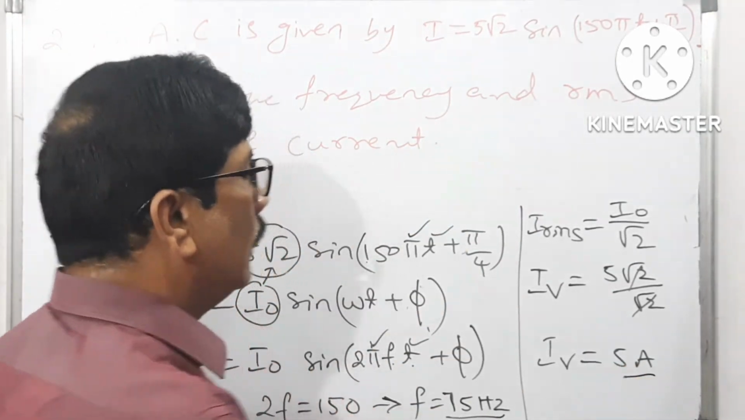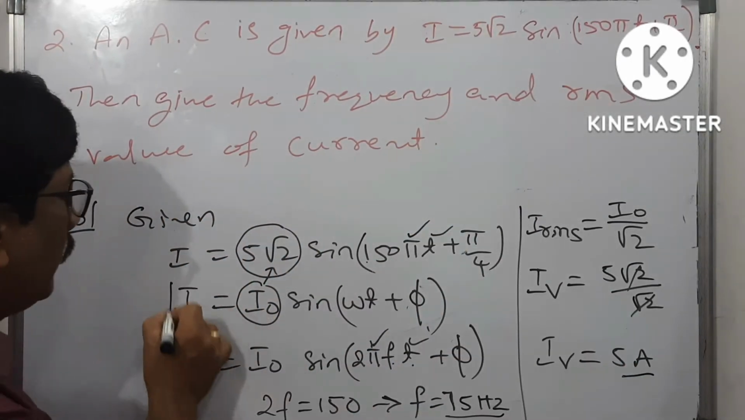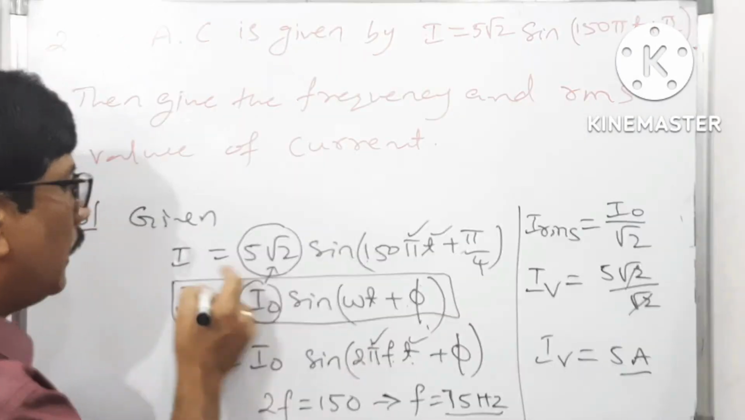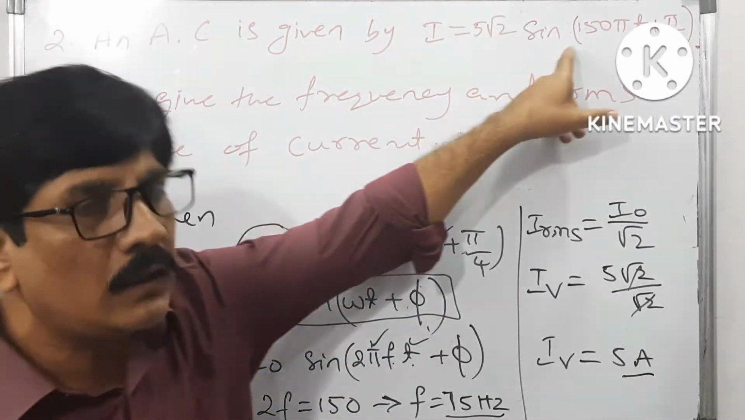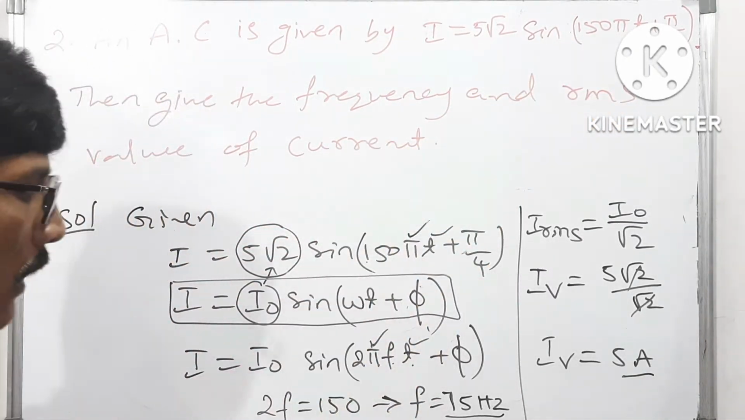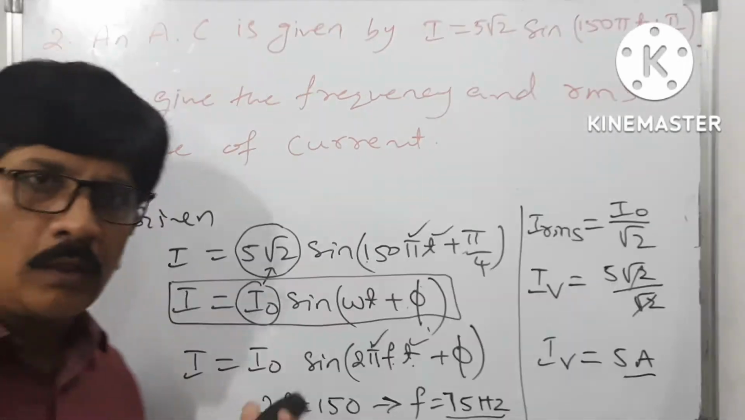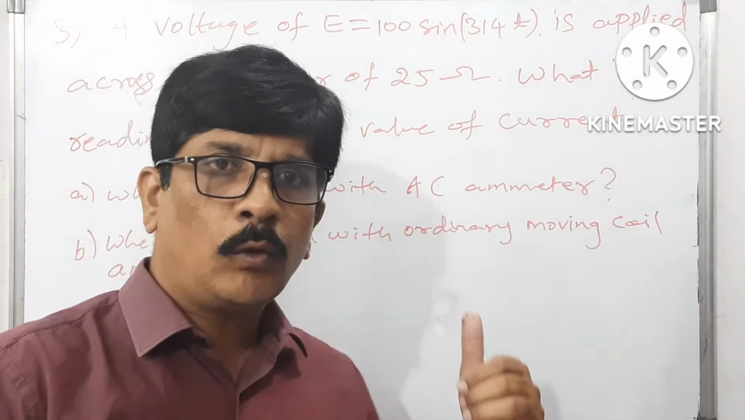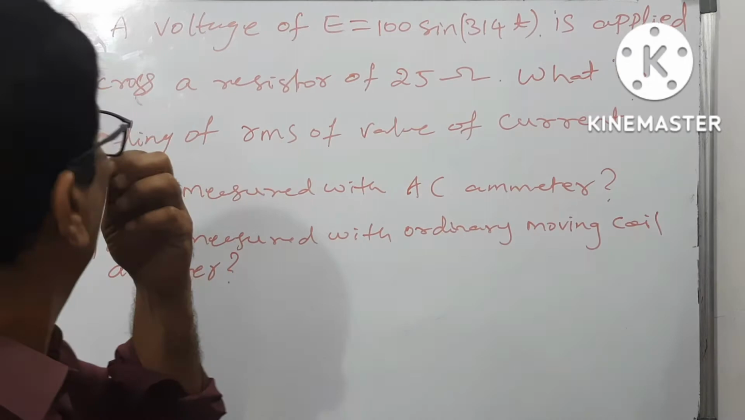5 amperes. That means by using this known equation and comparing it with the equation given, you can find the values. I hope you understood this. Now I am going to explain the third problem.